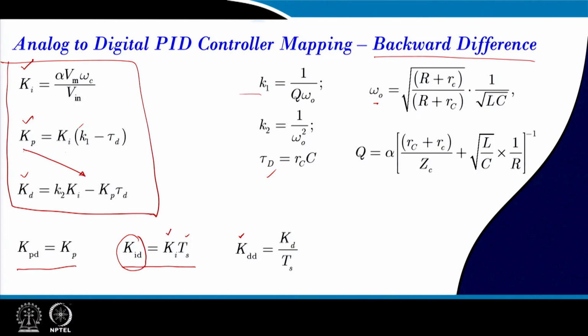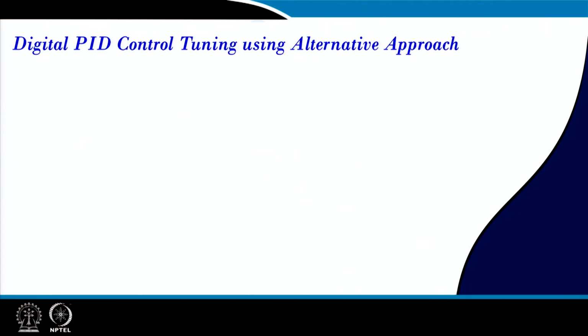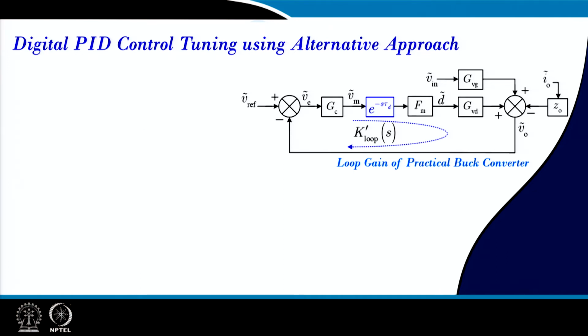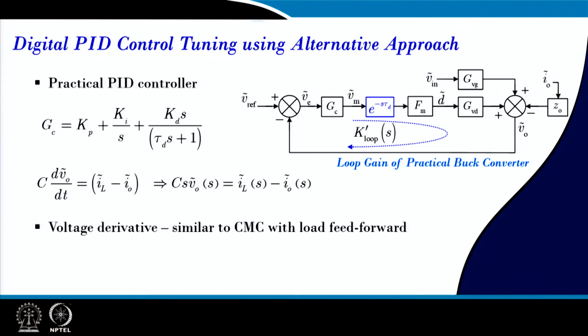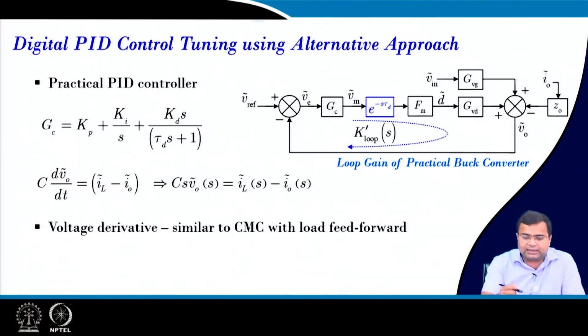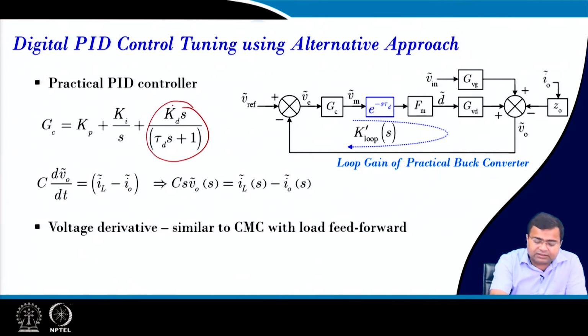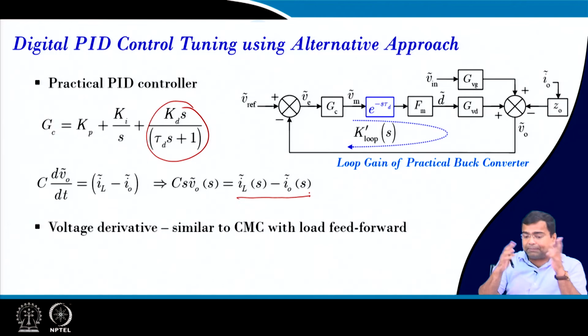Now we want to go next, that means we want to consider the alternative approach. In the alternative approach, the same loop transfer function, everything remains the same, the same PID controller, but we want to visualize the derivative gain differently. If you take the derivative of the output voltage of a buck converter, ignoring the effect of ESR, it carries the information of the inductor current and the load current, because it is the capacitor current. C dV/dt is equal to IC, which is the capacitor current, and it is IL minus I0, which means it gives indirect information of the inductor current and the load feed forward.